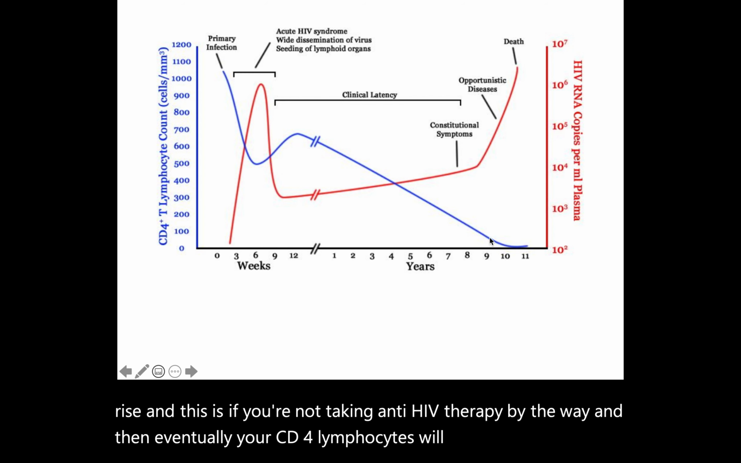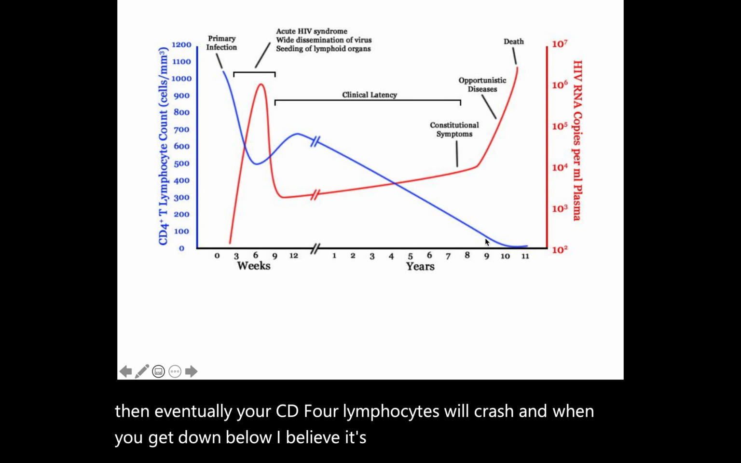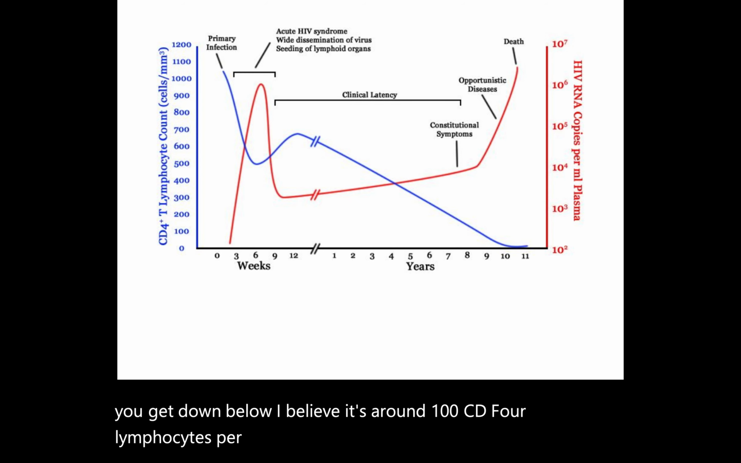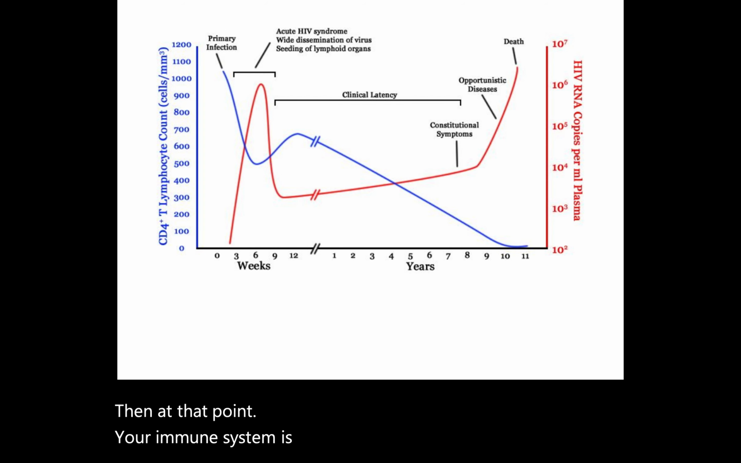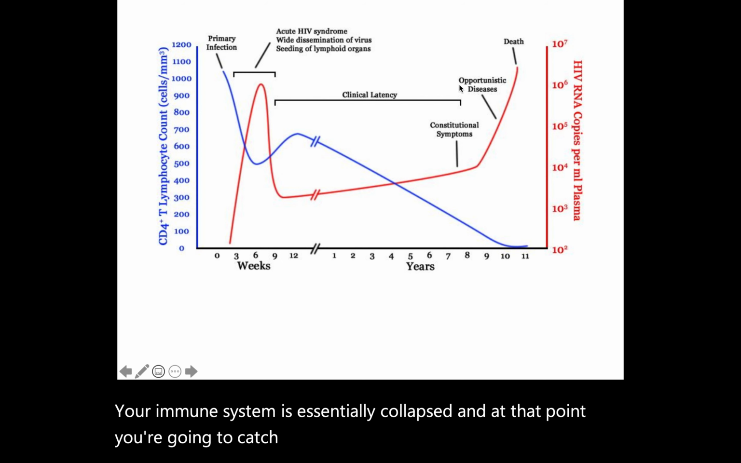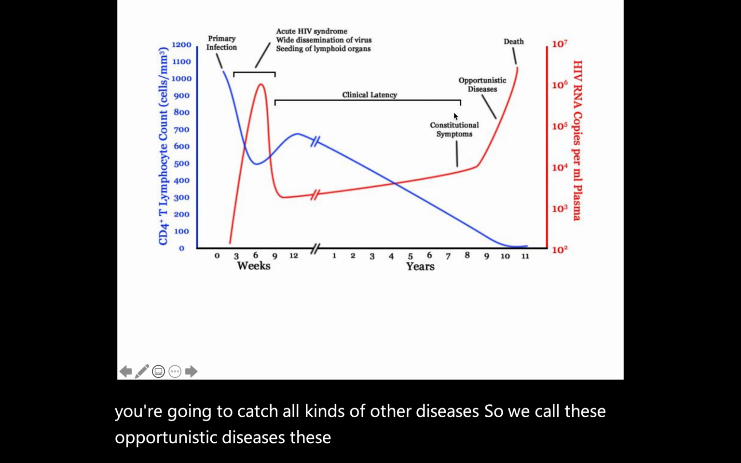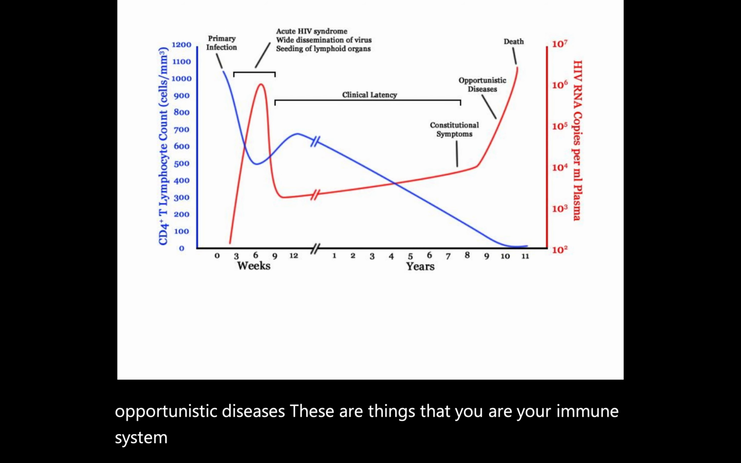And when you get down below, I believe it's around 100 CD4 lymphocytes per cubic millimeter of blood, then at that point your immune system has essentially collapsed. And at that point, you're going to catch all kinds of other diseases. So we call these opportunistic diseases. These are things that your immune system is dealing with and winning against right now.